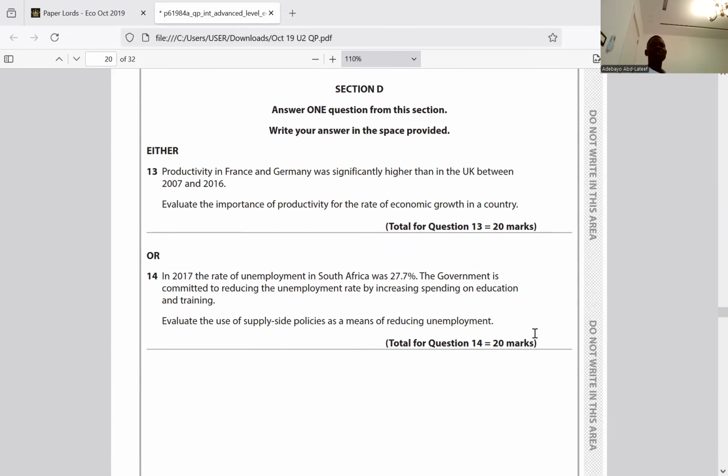Productivity in France and Germany was significantly higher than in the UK between 2007 and 2016. Evaluate the importance of productivity for the rate of economic growth in a country. Productivity measures the efficiency of production, that is output divided by inputs, usually measured as output per worker. High productivity increases the productive capacity of the economy, causing economic growth. A high level of productivity causes increased incentives for firms to invest, as that will allow them to make more revenue and profit.